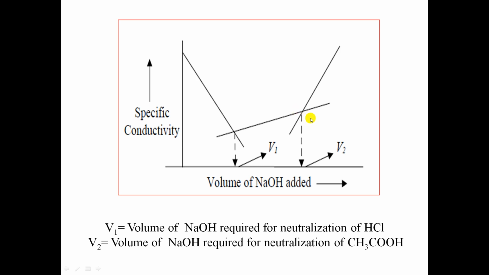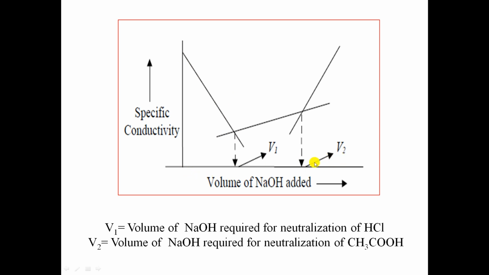Along with Na plus ion, one more ion is added, that is OH minus. The specific conductivity of OH minus ion is high. Because of that, we observe an increase in the conductivity. After drawing the graph, we obtain two endpoints, V1 and V2. From origin to V1, a decrease in conductivity is observed. This is due to neutralization of the strong acid, HCl.